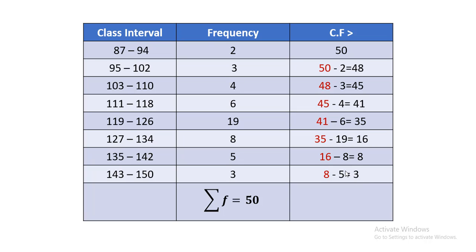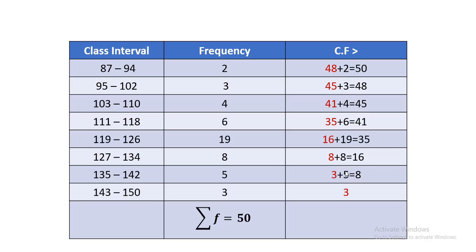There's another way of calculating more than frequency, which is this. In this way we start from the bottom and go upwards. Like we used to do in CF less than, we keep on adding the frequency of the preceding class. Now we will be adding the frequency of the proceeding class in order to find out CF more than. Now how is it done? See, 3 copied, or 3 plus 0 equals 3.